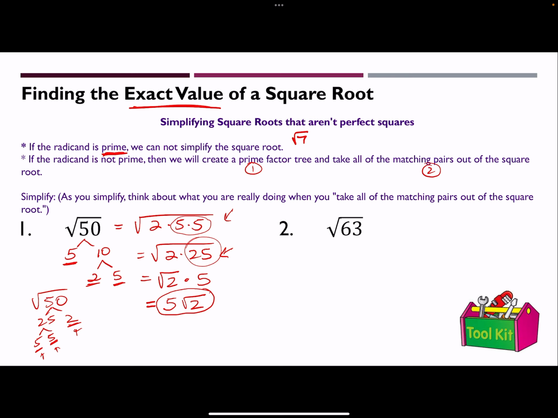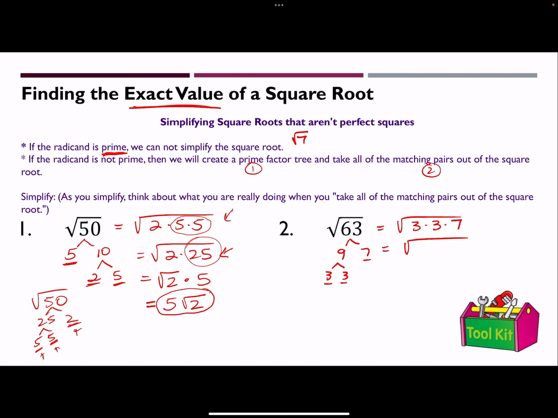So number 2, let's go through this one. I need to think about the number 63. It's not prime, so I can create a prime factor tree. So 63 is going to be, I'll say, 9 times 7. 7's prime, so I underline it. 9 is 3 times 3. And there's my prime factor tree. So 63 can be written as 3 times 3 times 7. And use your calculator. Type in 3 times 3 times 7. You'll see that you'll get 63. So I'm just kind of rewriting the number 63.